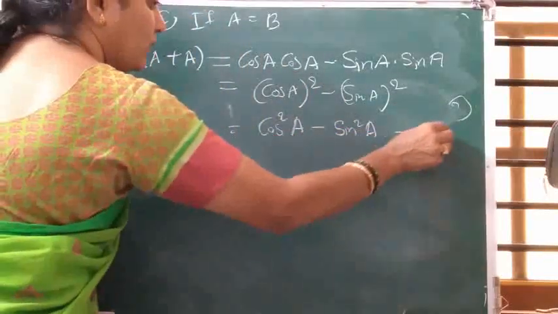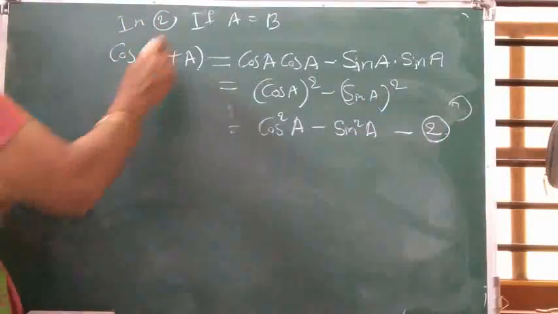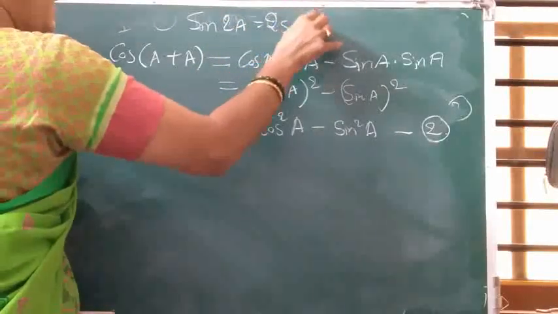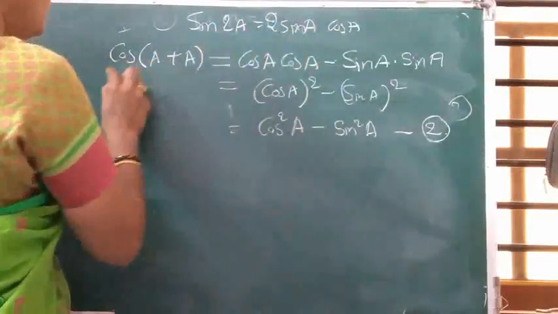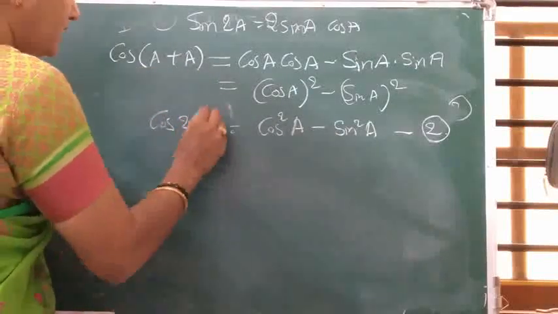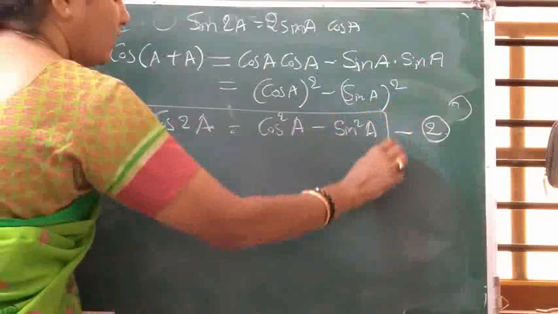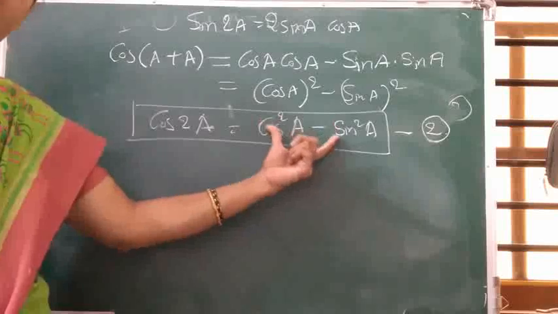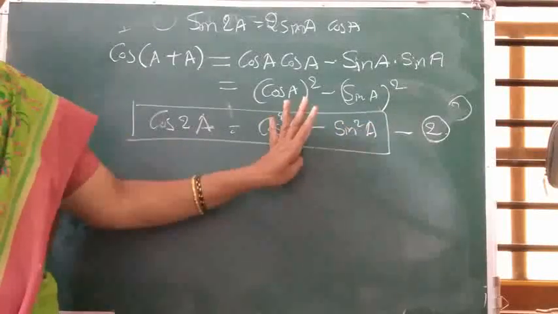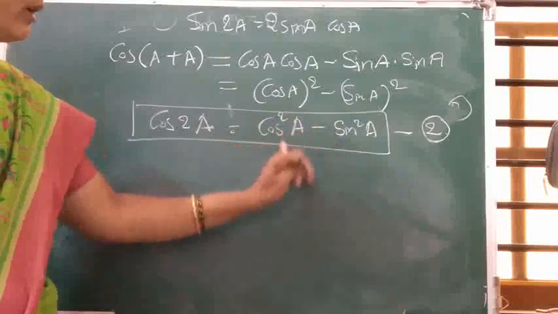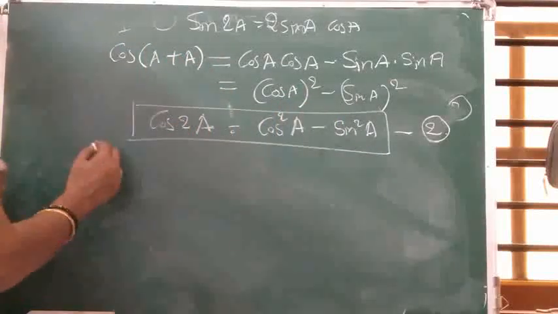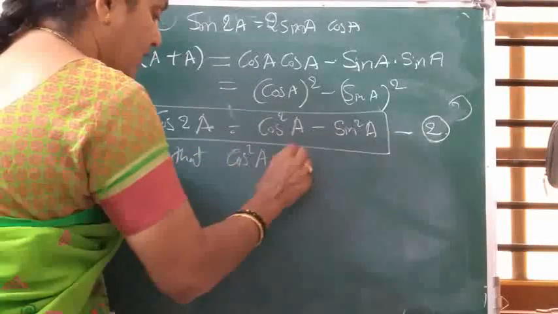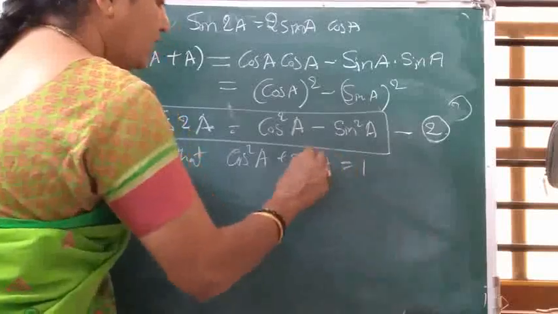This is the second formula which we have derived, because first we have seen sin 2a is 2 sin a into cos a. Now cos of a plus a means it is cos 2a. Cos 2a is cos square a minus sin square a. Suppose you want the right hand side only in terms of sin, not in terms of cos, at that time I can modify this formula. So how do we modify? We know that cos square a plus sin square a is 1.